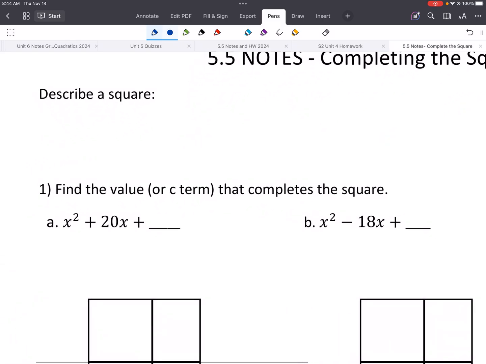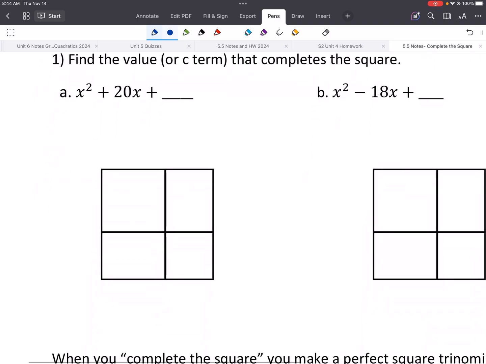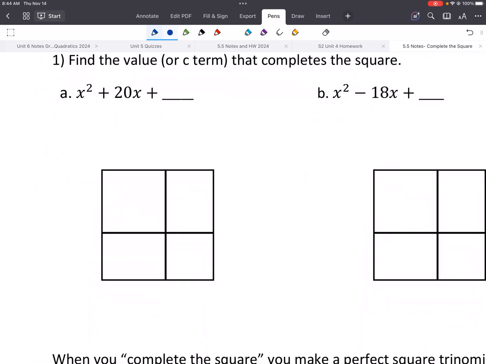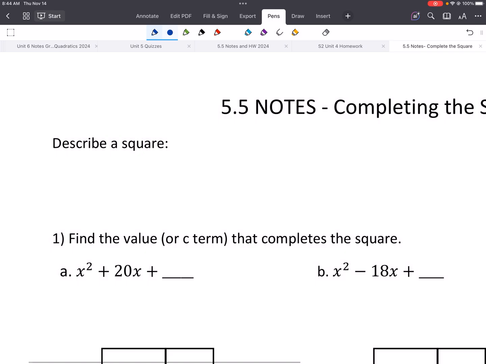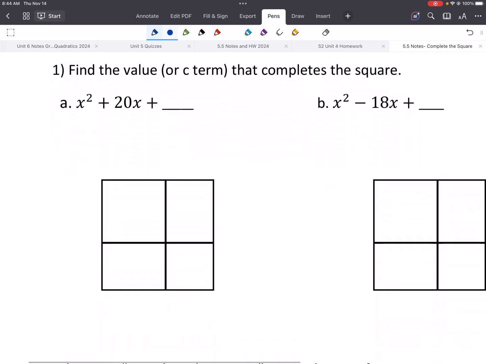So let's describe what a square is. The two things we want to make sure of when we talk about squares is that it has four sides, like here, this would be a square, right? And all of the sides have to be the same. An actual square also has to have 90-degree angles, but that's not so important when we do these types of problems. So the sides have to be the same.